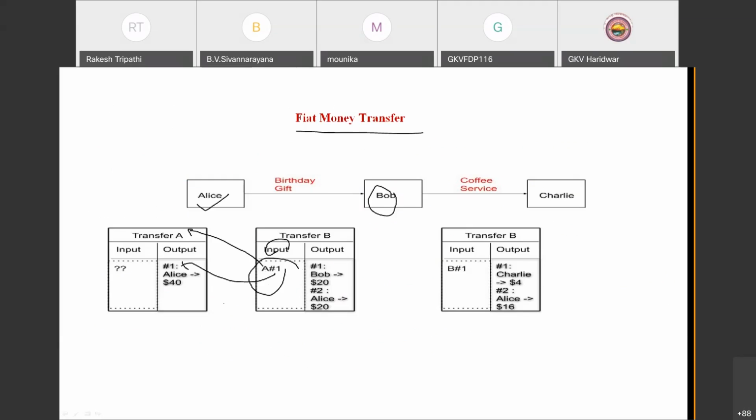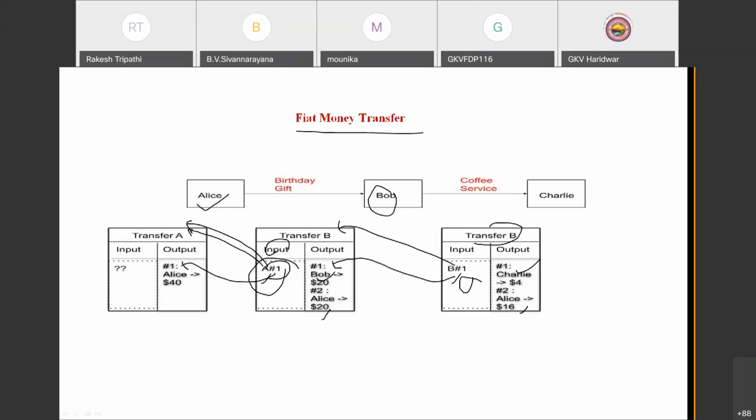Imagine in fiat currency, if we kept this kind of record, how transparent it would have been. In every transfer, I am telling where the money I am spending came from. $20 I am giving to Bob and $20 to myself. Likewise, in transaction B at index 1, whatever money I have, I am spending, giving 4 to Charlie and the remainder back to myself.